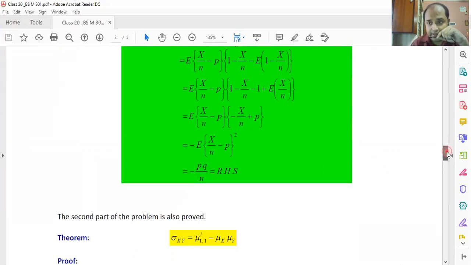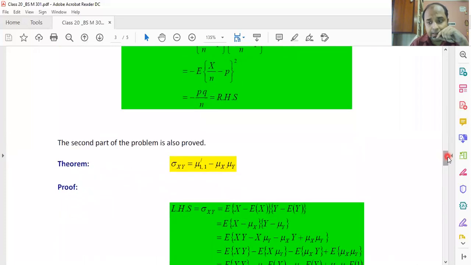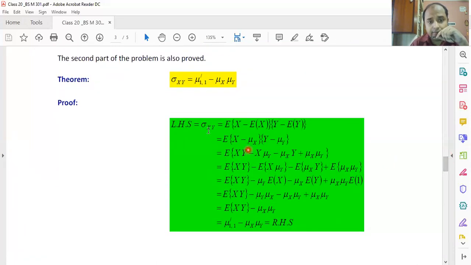It's a very important result. Keep this in mind. Next, we are going to discuss this particular theorem, which is sigma xy is equal to mu1,1 prime minus mu x mu y. You know sigma xy is representing the covariance between the two variables capital X and capital Y. So sigma xy can be written as E of (x minus Ex) multiplied by (y minus Ey).